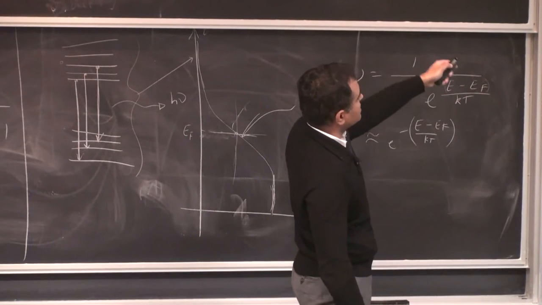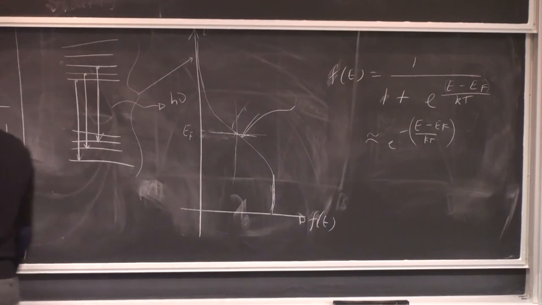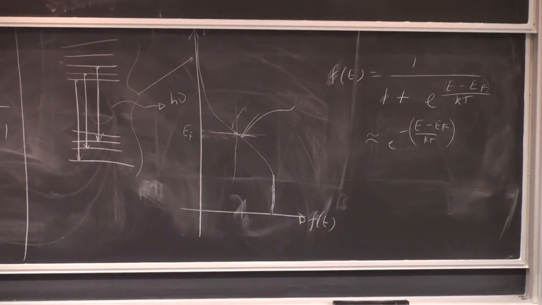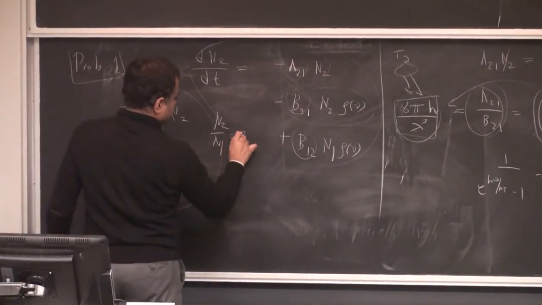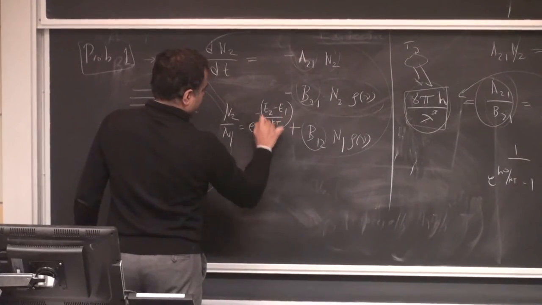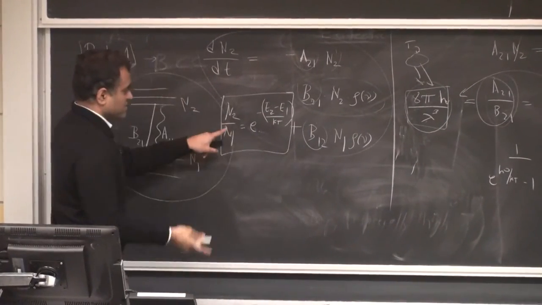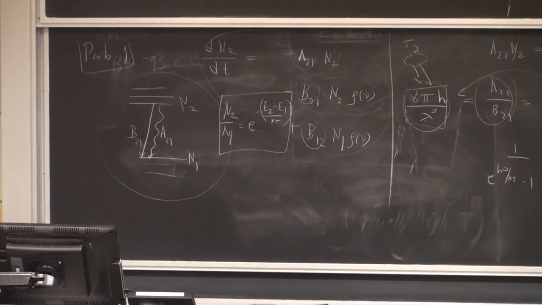And so now, how does this simple picture of the Einstein relation, remember here the relation was N2 over N1 is e to the power minus E2 minus E1 over kT, right? That helped us get to the Planck blackbody radiation formula. That's the thermal equilibrium criterion. And the question here is, how does that get modified? And let me just start by saying that, not much.